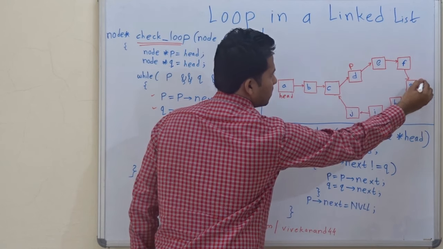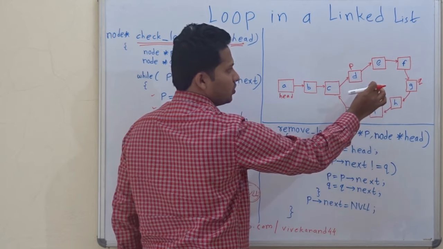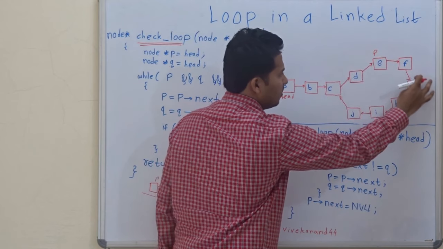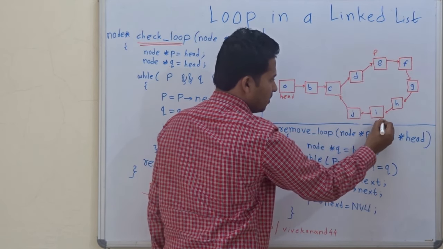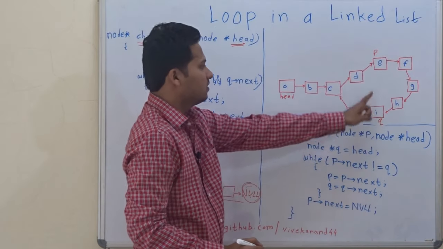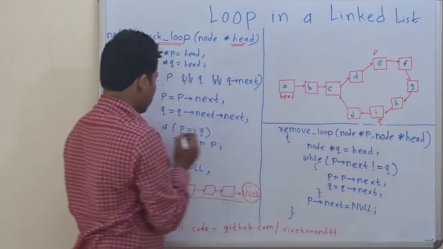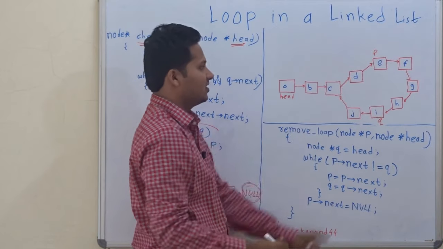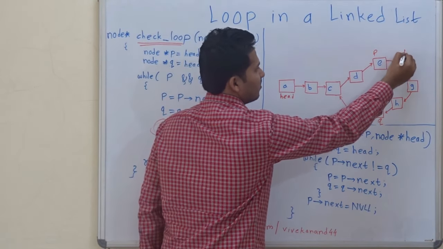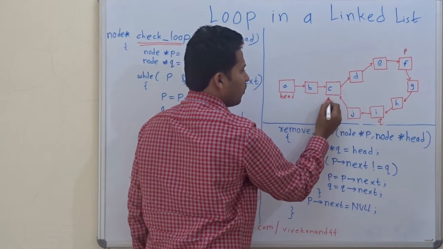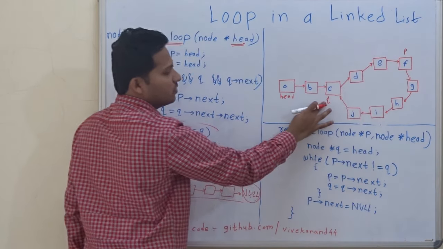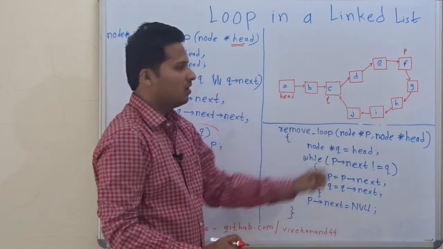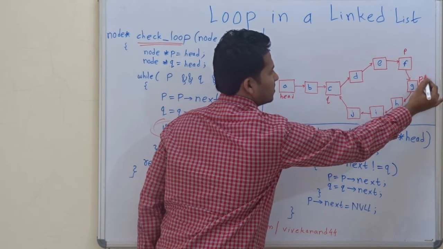So next iteration, P moves forward by one step, Q moves forward by two steps. Again, P is not equal to Q, so P will come here and Q will move forward by two positions, that is, Q will come here. Then is P equal to Q this time? No, they are not equal. So go to the next iteration now. P will come here and Q will move forward by two positions. So Q will point to C. Now, are P and Q equal? No, they are not equal. So let's continue with the next iteration.